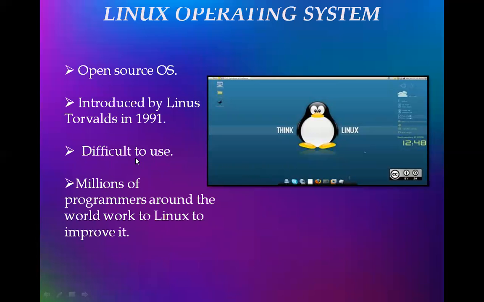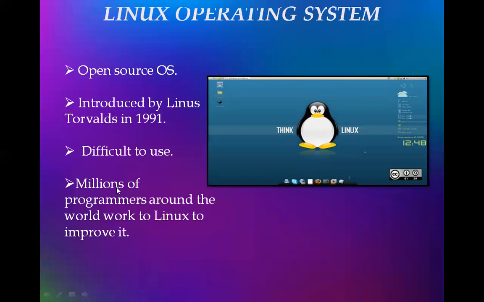One thing you have to remember here is that the Linux operating system, Macintosh operating system, and Windows operating system, all these operating systems use a graphical user interface. And we have to study the examples of the graphical user interface. The Linux operating system is one of the operating systems that uses a graphical user interface.